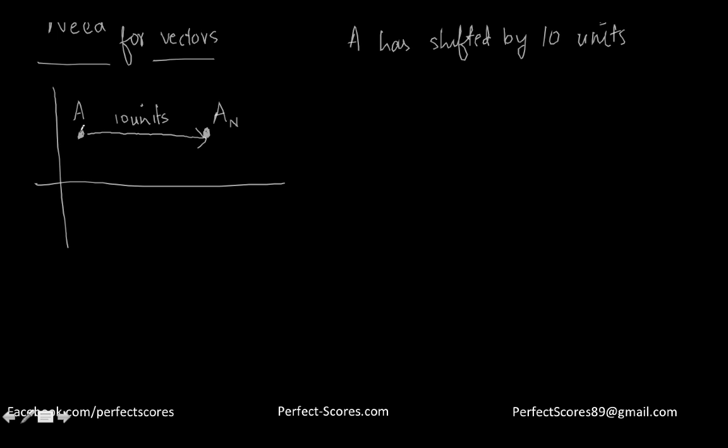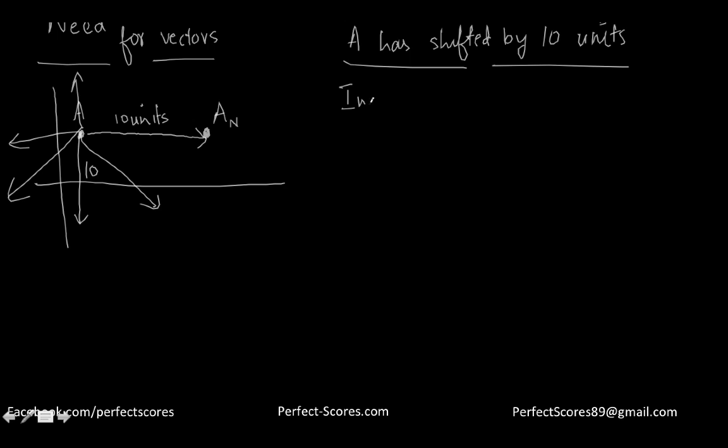However, 10 units can be in either direction. Point A can move 10 units in this direction, in this direction, or in this direction, or even in this direction. So that tells me there are an infinite number of ways in which point A can move. How are we going to define where point A has gone?